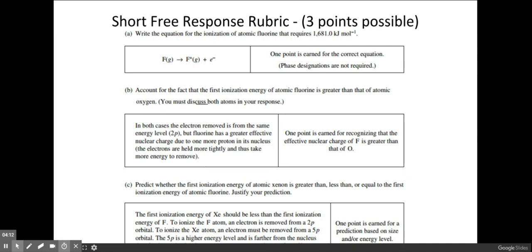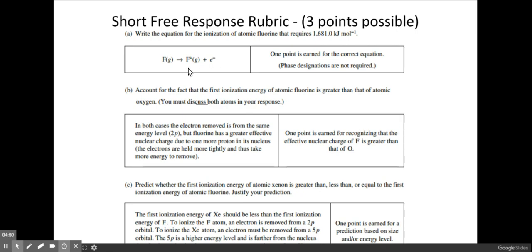Okay, so you can see here at the top of the slide the equation for the first ionization of atomic fluorine. Well, what is ionization? It's when we're removing an electron. So an electron is going to come off of this and it's going to leave this ion. Notice they do mention that it's gaseous because the definition for ionization energy is for an element in its gaseous state, but phase designations are not required, and so they don't really care if you just had F instead of F as a gas, but they do want you to show that this positive ion is being formed and an electron has been removed.